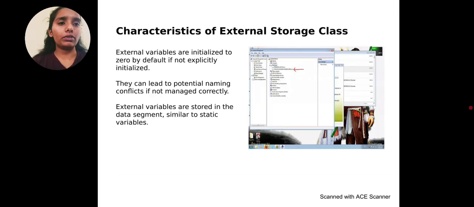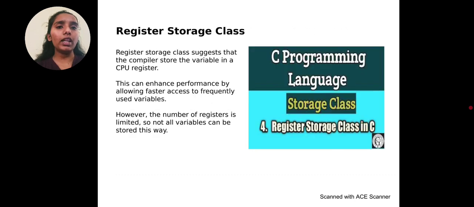And the characteristics of the external storage class are: external variables are initialized to 0 by default if not explicitly initialized. They can lead to potential naming conflicts if not managed correctly. External variables are stored in the data segment, similar to static variables, and we can see the example over here in the picture.